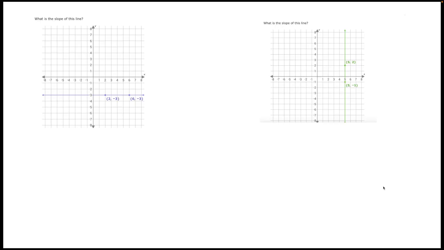Okay, now that you've had time to work these problems, let's check your solutions. Again, you can do the slope formula if you want, but we should be able to look at a horizontal line and say that the slope is 0. And for a vertical line, the slope is undefined.